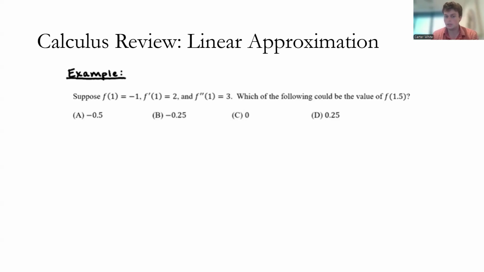But this doesn't factor in the second derivative, which is 3. So because it's positive, 0 would actually be an under approximation because from x equals 1 to x equals 1.5, that first derivative would be increasing because of the positive second derivative.